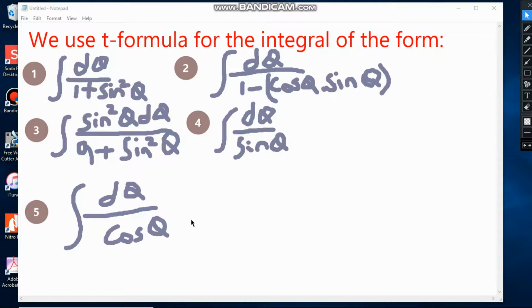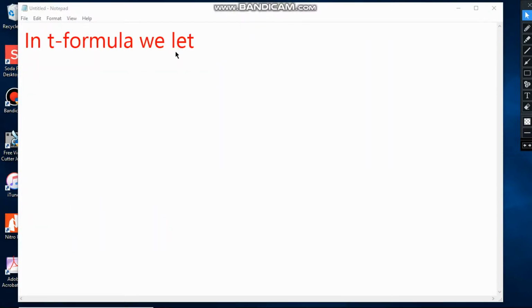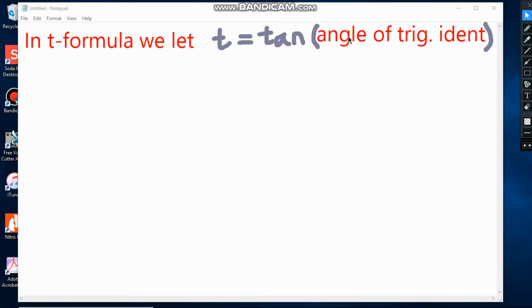Okay. We will show in examples how to solve this kind of integral for case 5 and case 4. For cases 3, 2, and 1, these are simple because they hold the T formula properties. In the T formula, we let T be equal to tan of an angle of the trig identity under the integral.